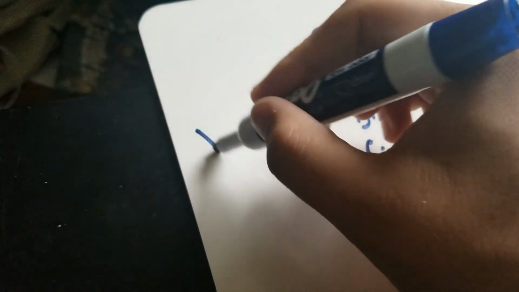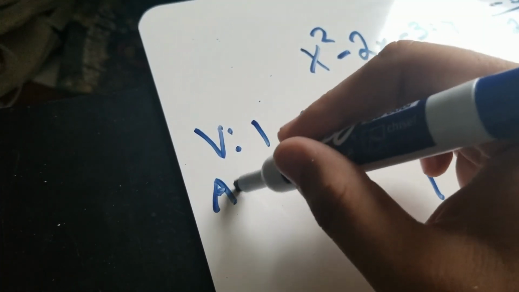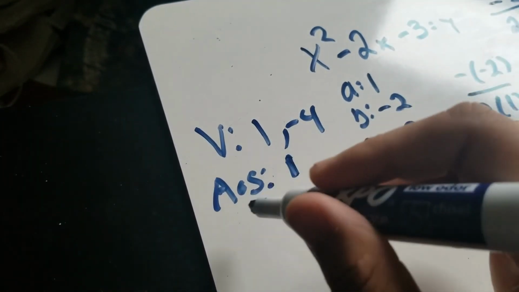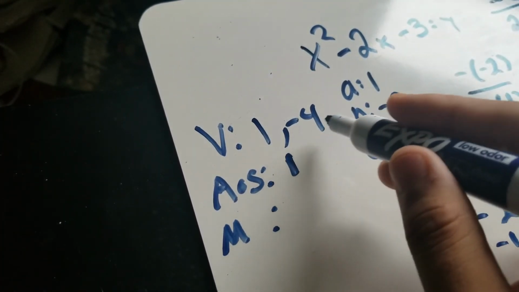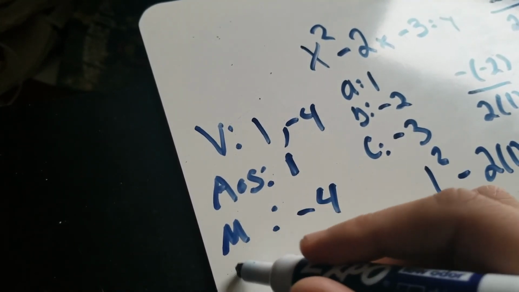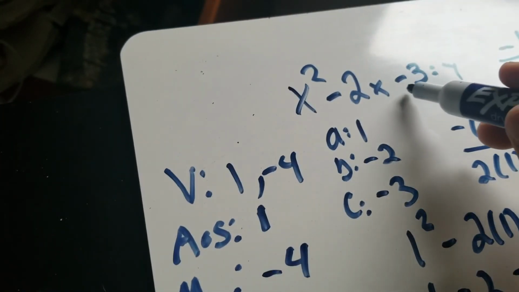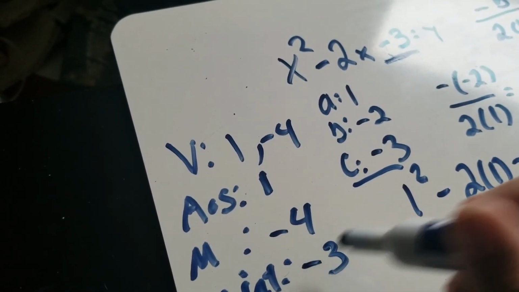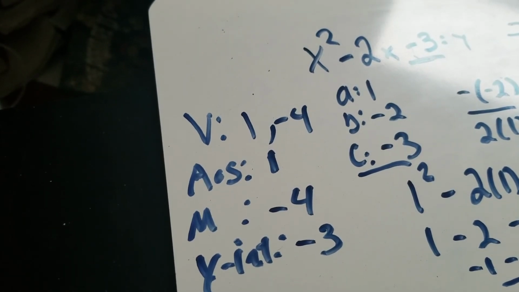So, what is my vertex? 1, comma, -4. What is my axis of symmetry? Well, it's the x value of the vertex, so that's just 1. What is my min-max value? Well, my min-max value is the y of the vertex, so that's -4. And what is my y-intercept? Well, my y-intercept is my c value here, the letter c value. So it's just -3. So it turns out this question is a lot easier. You're finding 4 answers, but you're literally only doing work for 1 of them.